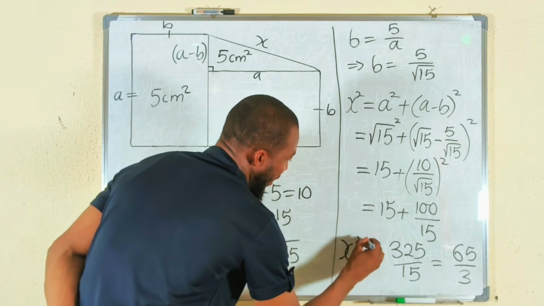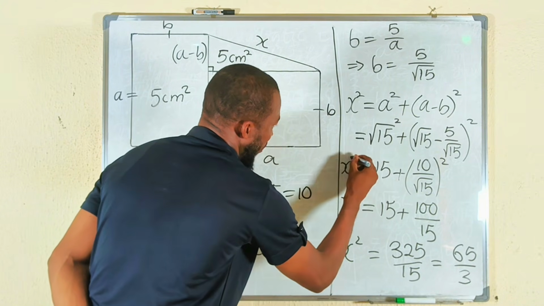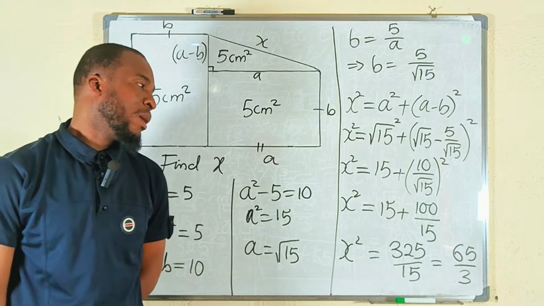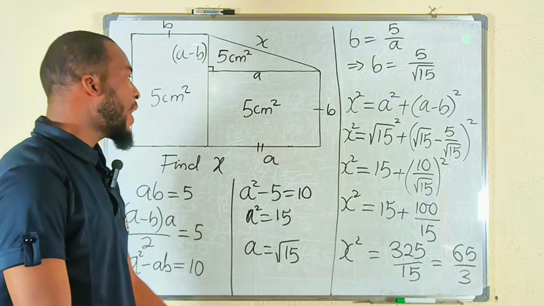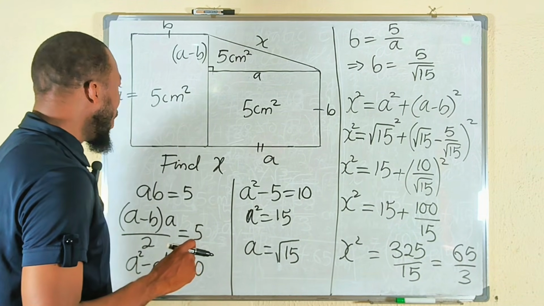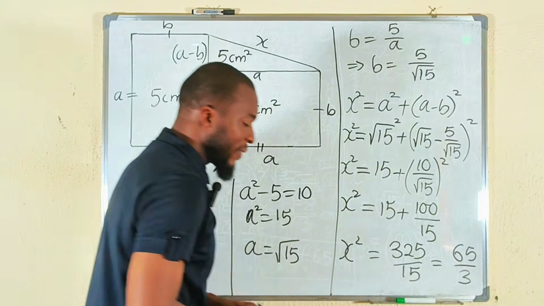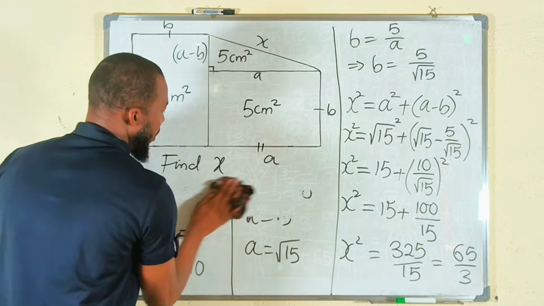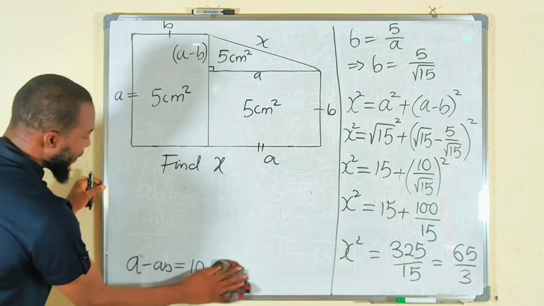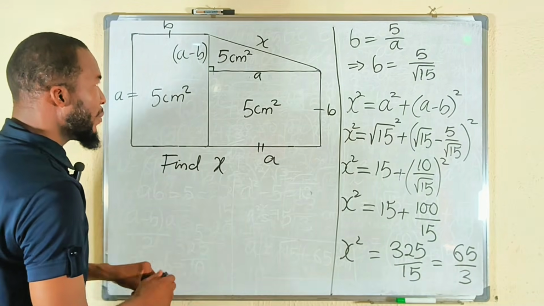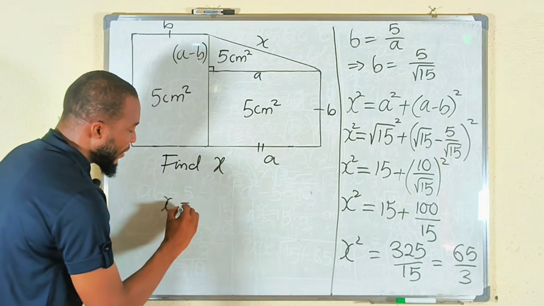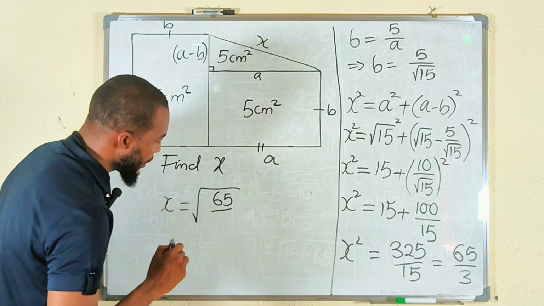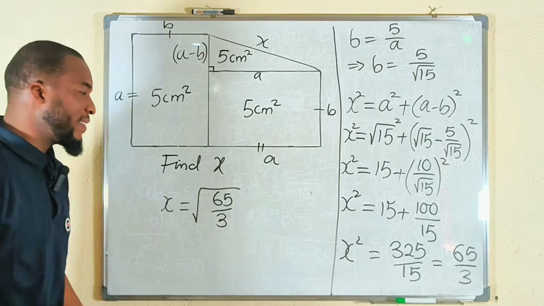So we have x squared. Remember, the left hand side is x squared. We have seen that x squared is equal to 65 divided by 3, but we are looking for the value of x, not x squared. So let's finish it up here. This implies that the hypotenuse, which is very simple to find, is equal to the square root of 65 divided by 3.